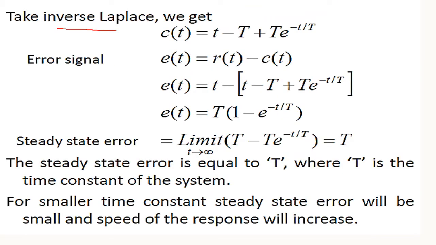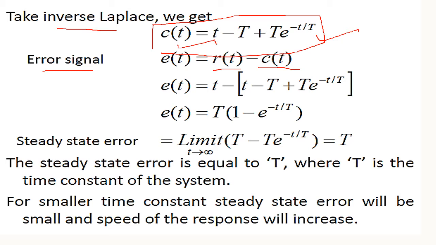Now by taking the Laplace transform, the final equation that we get is c of t equals t minus capital T plus t into e power minus t by capital T. Now we know that the error signal is nothing but the input signal minus the output signal. So the input signal r of t is a function of time. What about the output signal c of t?